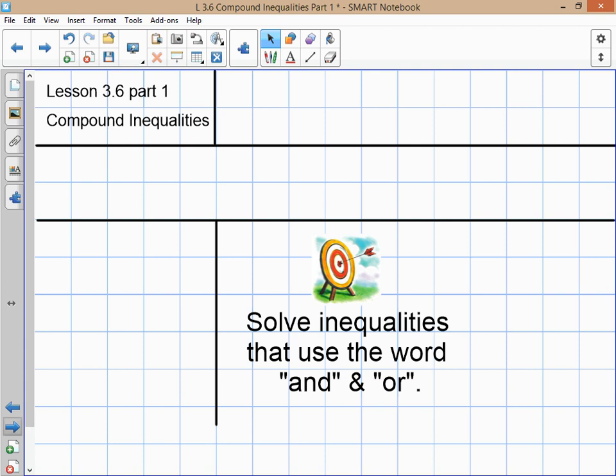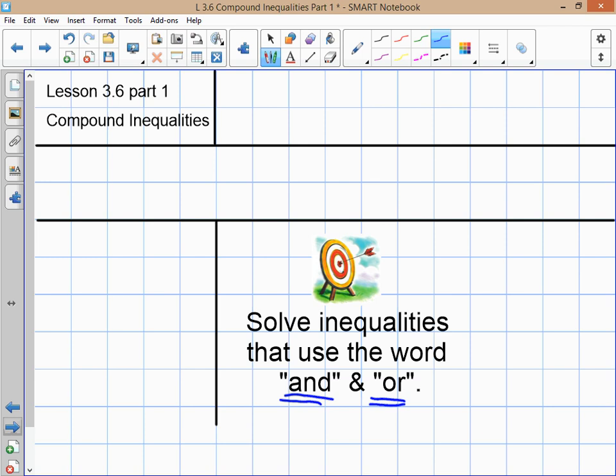Alright, today's lesson is about solving inequalities that use the words and or. And in the English language, and or are called conjunctions. And conjunctions just combine sentences to make a compound sentence. If I said I went out to dinner, that's one sentence. And then if I said I went to the movies, that would be another sentence. I could use the word and or to combine those two sentences together. I went to the movies and I went out to dinner. Or you could say I went to the movies or I went out to dinner.